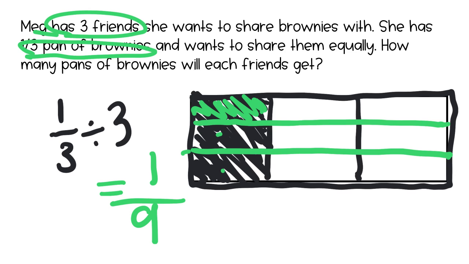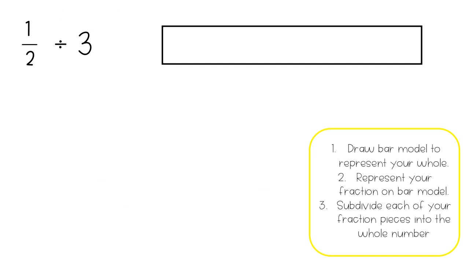So how many pans of brownies will each friend get? Each friend will get 1/9 of the 1/3 pan of brownies. Okay, let's look at another example.